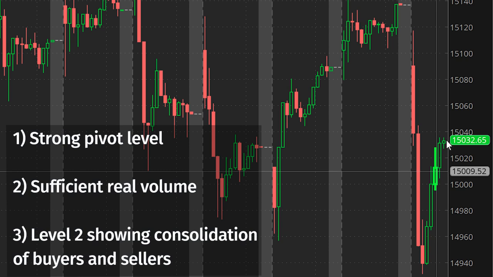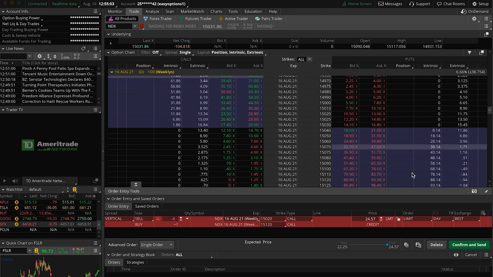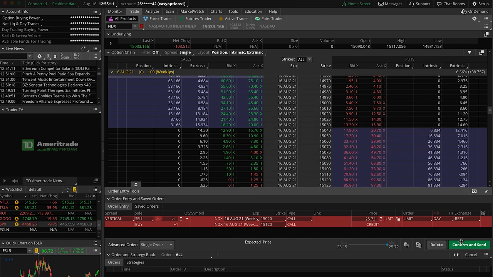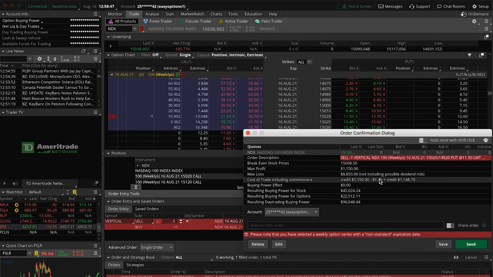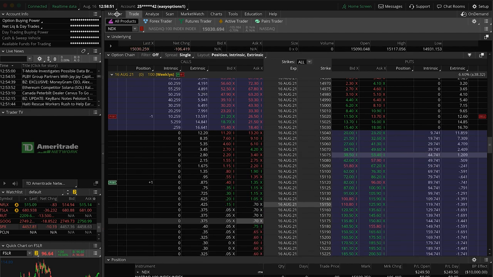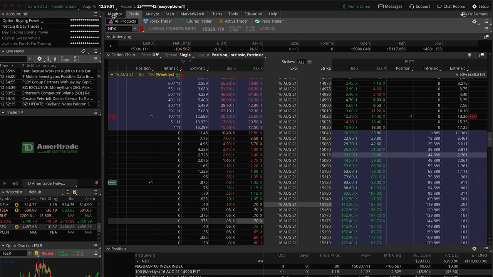At about 12:55 p.m., we entered the call credit spread at 15020 over 15120 for a credit of $25.47. There was decent volume, and we were able to get filled almost immediately. In a few minutes, we entered the put credit spread at 15020 over 14920 for a credit of $11.56. And this gets filled as well.